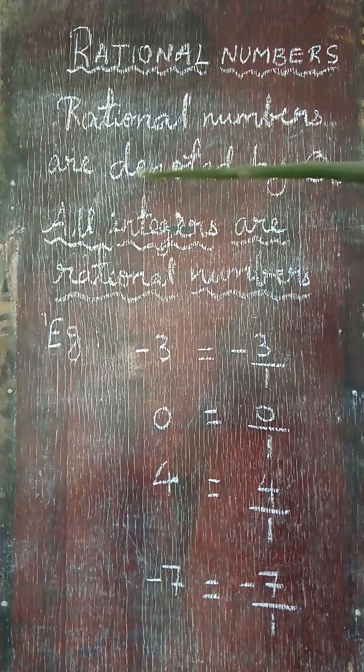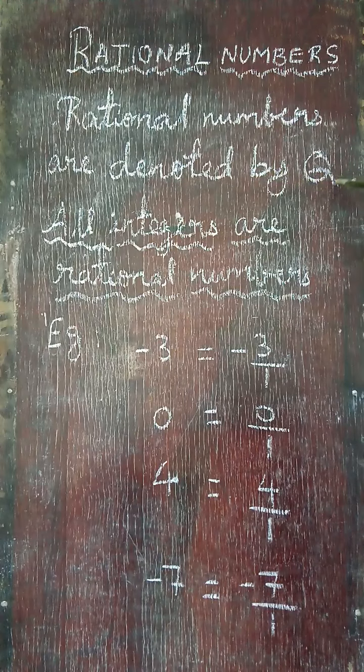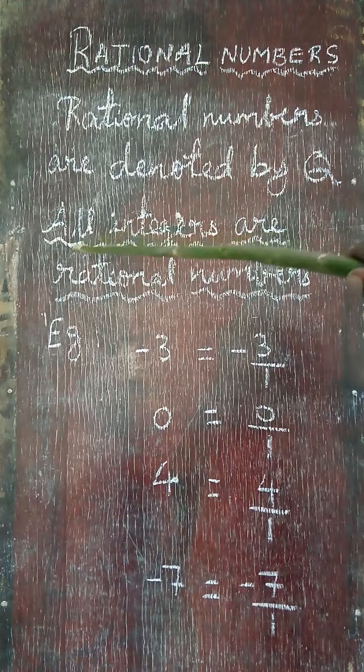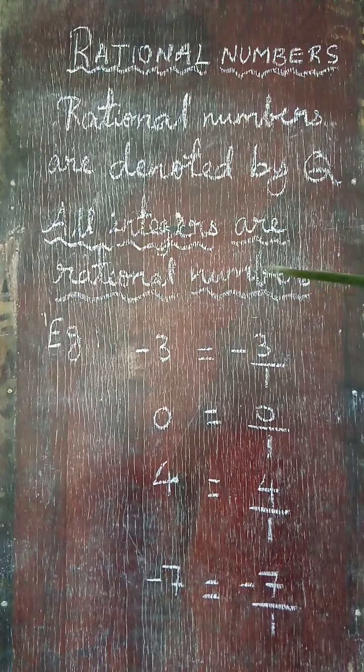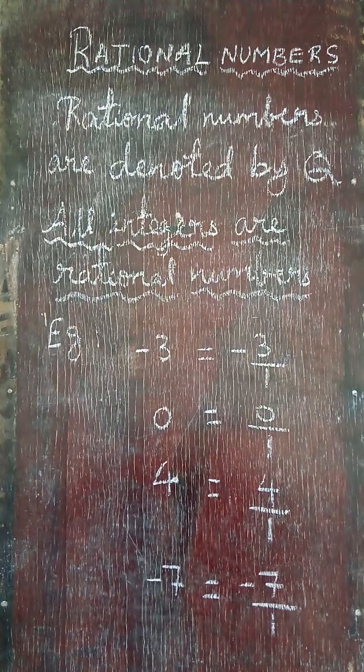Rational numbers are denoted by the capital letter Q. Now we will see the next one. All integers are rational numbers. எல்லா integers நம்ம என்னன்னு சொல்லலாம்னா rational numberன்னு சொல்லலாம்.